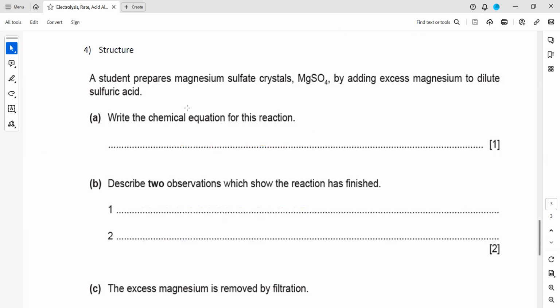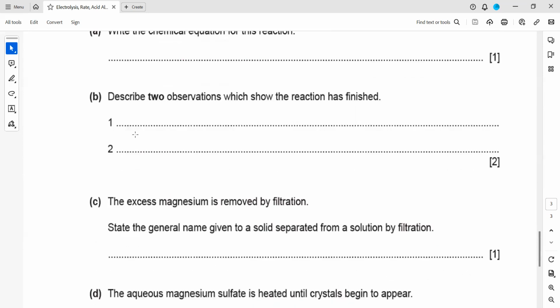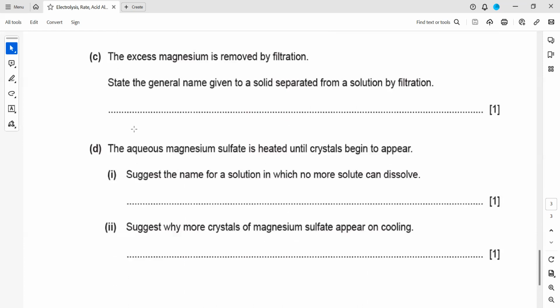You cannot say that as an observation. Observation means what you see. If you say hydrogen is not forming, that is wrong, because hydrogen not forming is not an observation. Bubbles are not seen, that is the observation. No more bubbles. You are not supposed to write any chemical name in an observation.